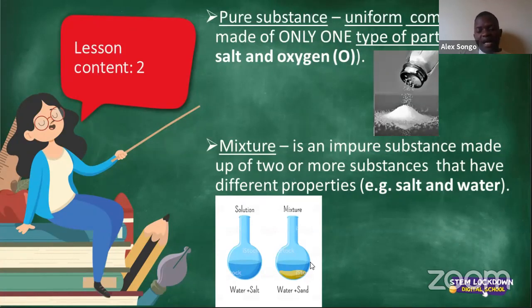Now, the first picture, I'm trying to move the cursor. This picture that I'm pointing at with the cursor would be a solution. We cannot see the salt anymore. But this is a mixture. If you take sand and water, you will realize that the sand particles will go to the bottom of the cup because soil is insoluble. What does that mean? It means that soil or sand does not dissolve in water. It cannot dissolve. As a result, it will go right at the bottom, as we can see with the cursor there. Moving to the next slide.